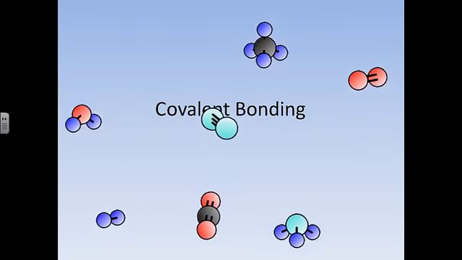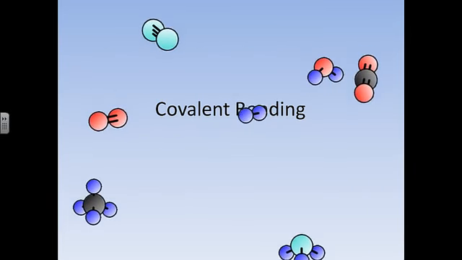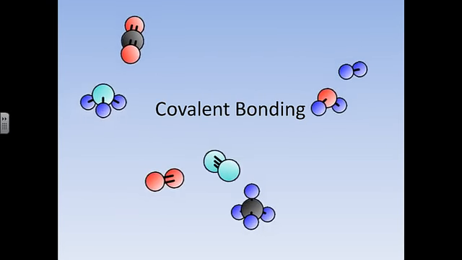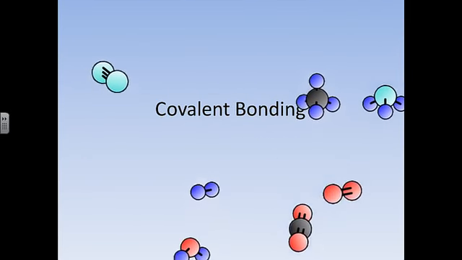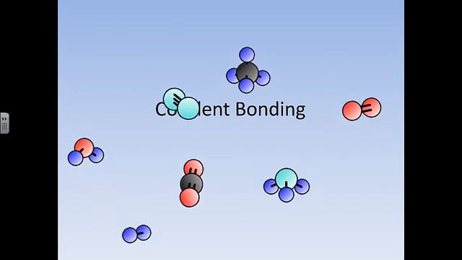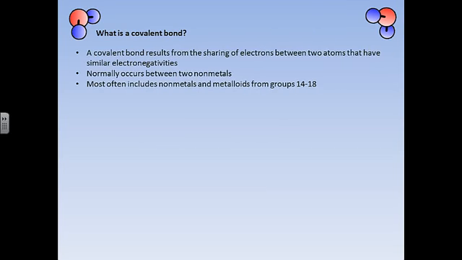In the last video, you learned about metallic bonds and how the electrons are shared with all atoms in the metal or metal alloy. In this video, you will learn about covalent bonds, in which electrons are essentially shared between specific atoms that form a bond. A covalent bond results from the sharing of electrons between two atoms that have similar electronegativities. This normally occurs between two nonmetals and most often includes nonmetals and metalloids from groups 14 through 18.